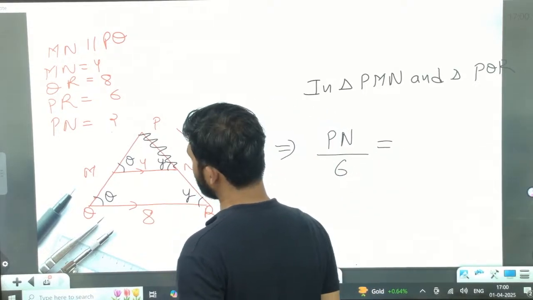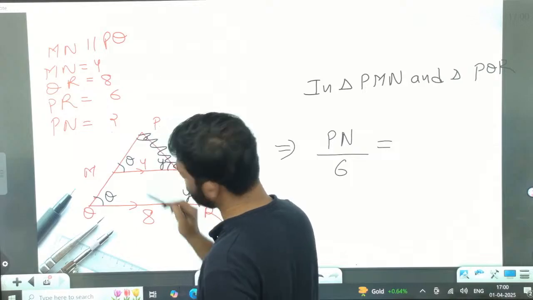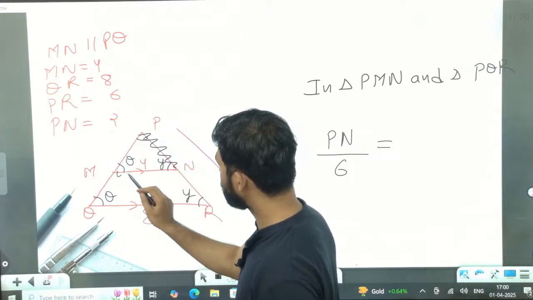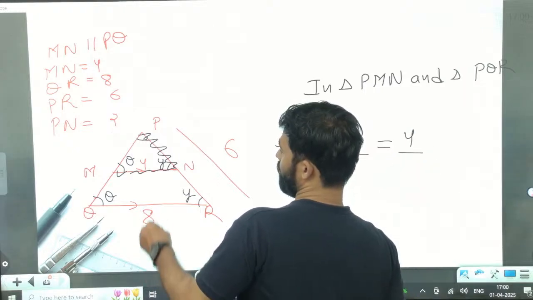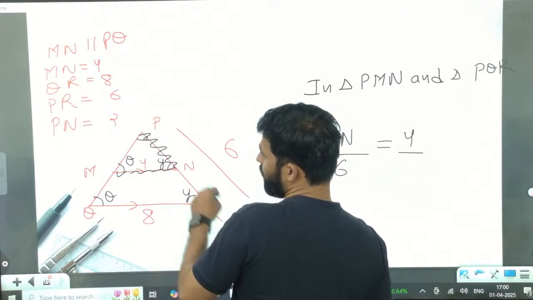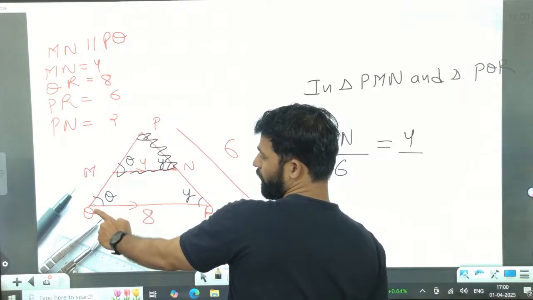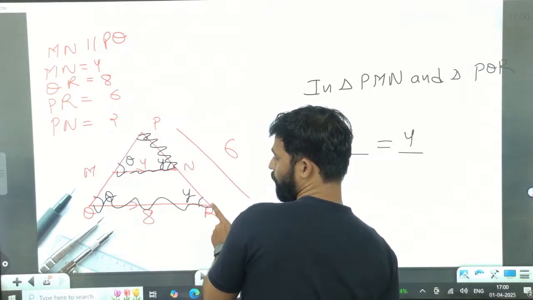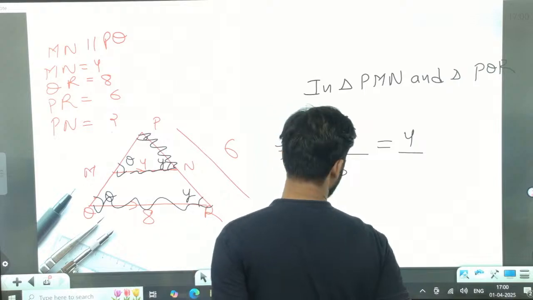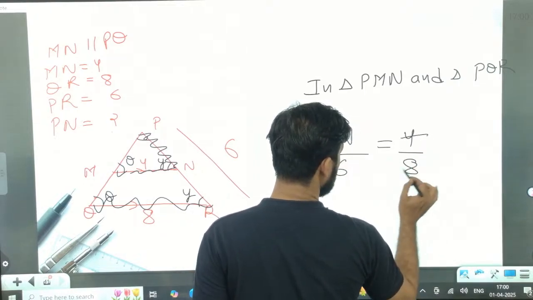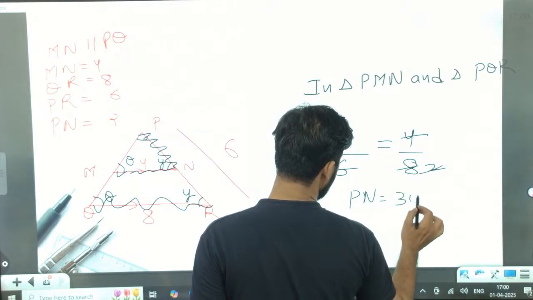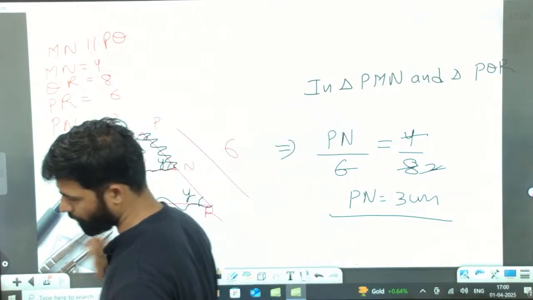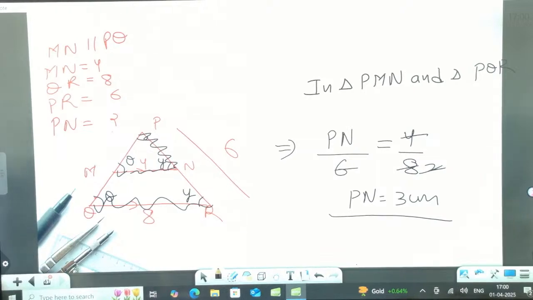In the smaller triangle, opposite to angle P, the length is MN, and MN is 4. In the bigger triangle PQR, opposite to P, there is length QR, and the length QR is 8. 4, 2, 2, 3. So length PN is 3 centimeter. This is the proper way to do. Okay.